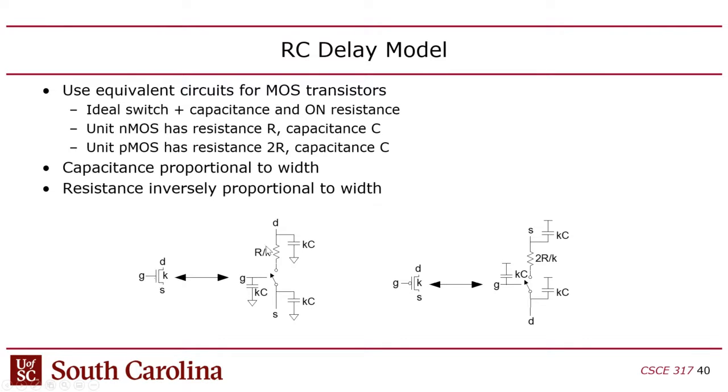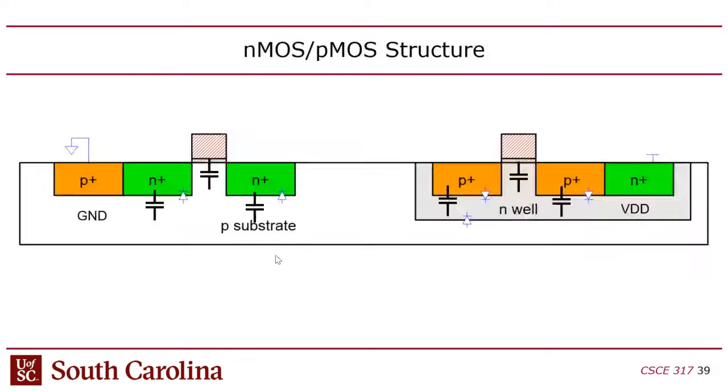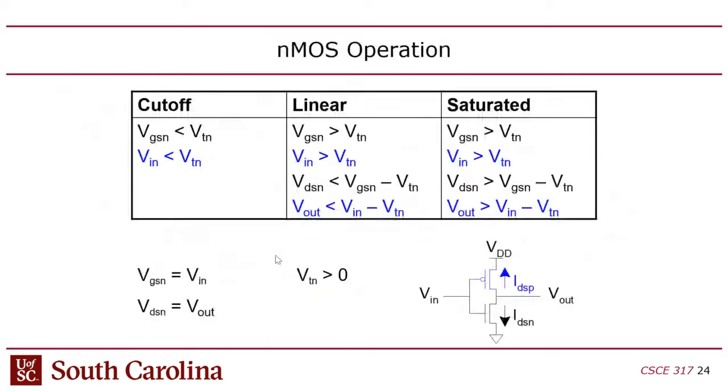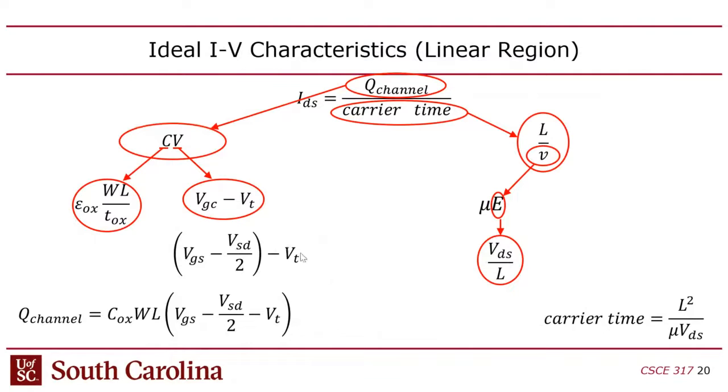However, the resistance of the transistor when it's on is half. Why is the resistance half? Well, it all goes back to the current equation. So if the width, which is part of the numerator, is twice, if you double that, you're going to double the current, right? It's as if you had decreased the resistance by a factor of 2.